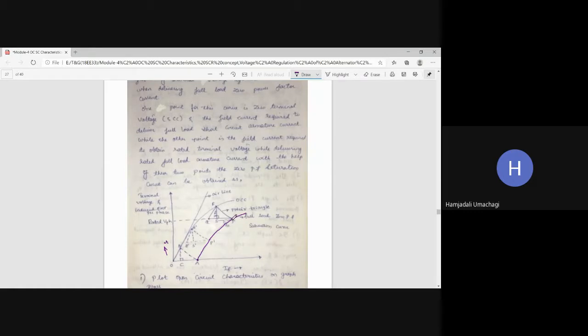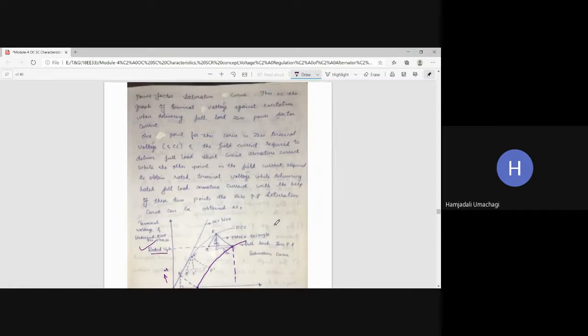And the second point is, this is for zero voltage, and this is the rated voltage value. So for rated voltage, check the corresponding field current, and for zero voltage, check the corresponding field current. If you get these two points, it is more than sufficient. Later on, similar to the OCC, you need to draw the curve, and we call it the full load zero power factor saturation curve. Now I will tell you how to draw that graph.